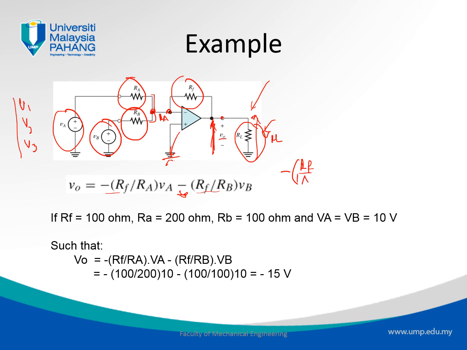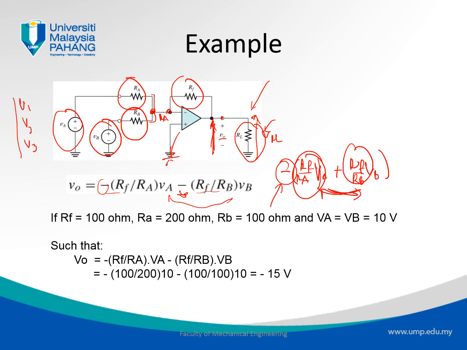So minus RF over RA VA plus RF over RB VB. So it is still a summing operational amplifier, and the minus here is just the part that explains we put the input in the inverting terminal. So it's minus the addition of both VA and VB with a certain gain, RF over RA and RF over RB.